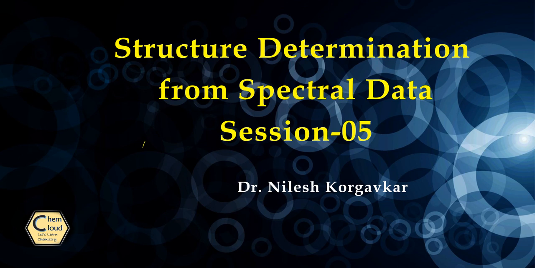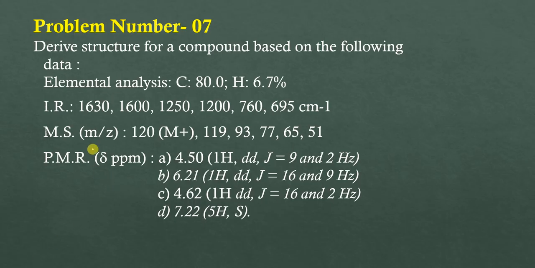This is our session 5. So we'll start with our next problem number 7 now. Derive the structure for a compound based on the following data. Elemental analysis is given, carbon 80%, hydrogen 6.7%. So from this we can find out the molecular formula.